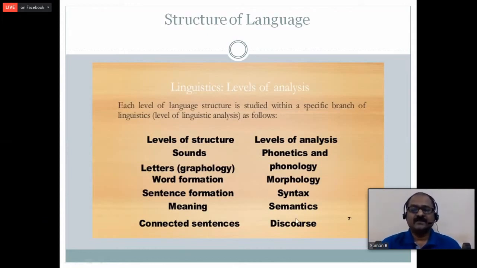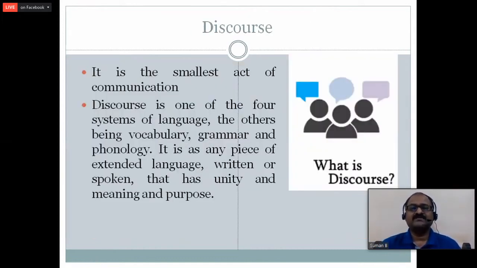With this, we move on to what? Now we have got a basic understanding of discourse. Now we'll move on to look at how we can define discourse. The simplest way to define a discourse is that it is the smallest act of communication. Now that you have understood what makes a discourse, from sounds to words, words to sentences, anything beyond a sentence level which is used for communication is a discourse. Discourse can be defined as the smallest act of communication.